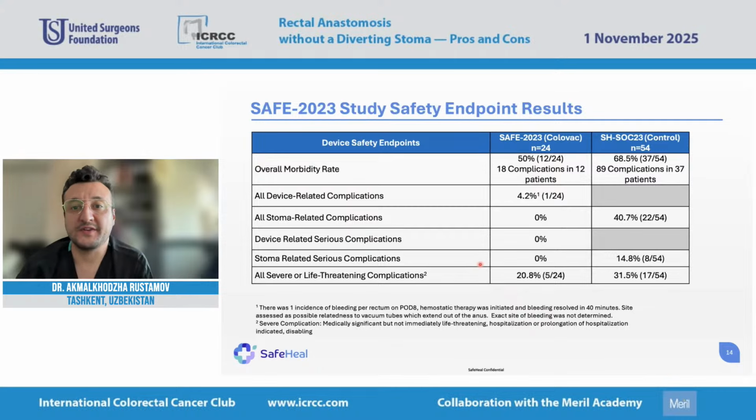The overall morbidity rate in the ColoVac cohort was 50%, notably lower than 68% in the standard of care arm. Only one device-related event was observed, a minor rectal bleeding episode that resolved within 40 minutes with local hemostasis. Importantly, there were no device-related serious complications and, of course, no stoma-related complications since diversion was avoided. In contrast, the control group showed a 40% stoma-related complication rate and nearly 15% serious stoma complications.